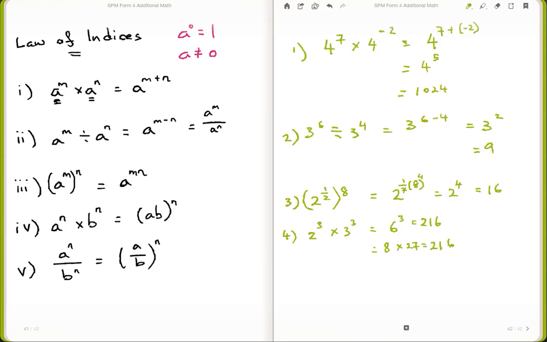Different base, same indices, you times the base number. And the same goes with this question. I have maybe 5 power 2 over maybe 9 power 2. The answer is supposed to be 5 over 9 power 2, which equals 25 over 81.